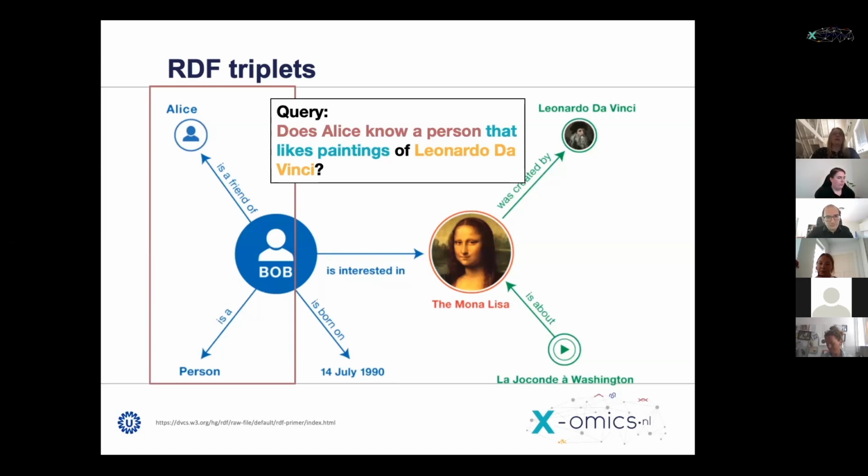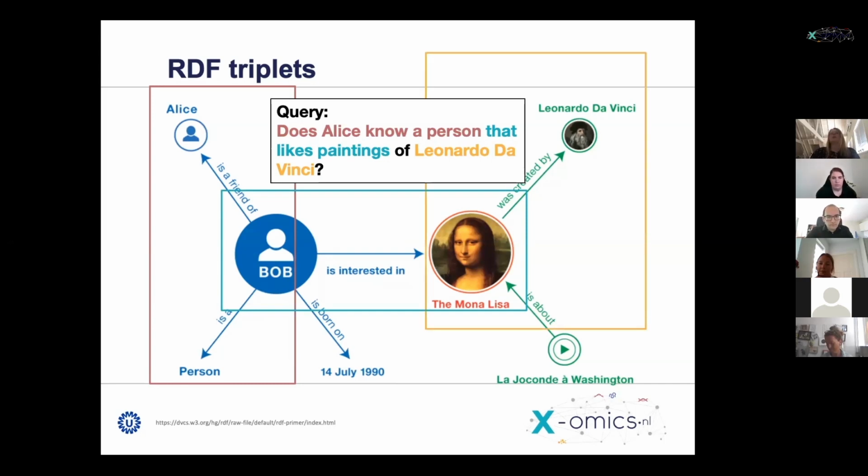Alice is a friend of Bob and Bob is a person. Check. Coincidentally, Bob is interested in the Mona Lisa and we know the Mona Lisa is a painting. And of course, we know the Mona Lisa is a painting by Leonardo da Vinci. So the answer to this specific query would be yes. Alice knows a person that likes paintings of Leonardo da Vinci.